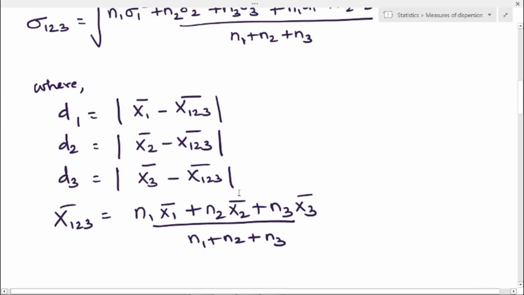So this is the formula for combined mean. First we have to find this value. After that we have to substitute it to find d1, d2, d3, and then substitute in the combined standard deviation formula. So this is the procedure to find the combined standard deviation. Now we will solve an example.